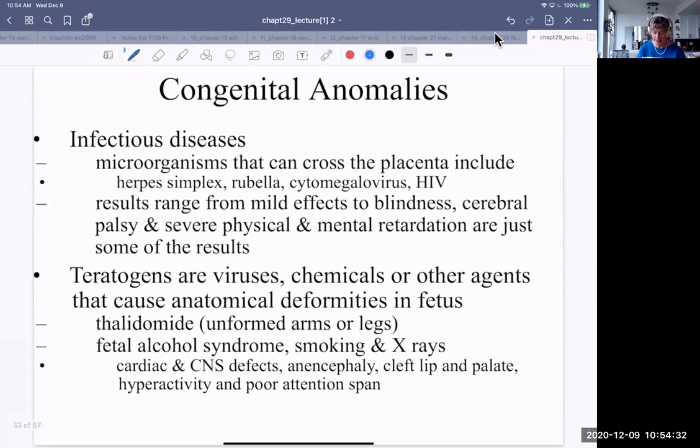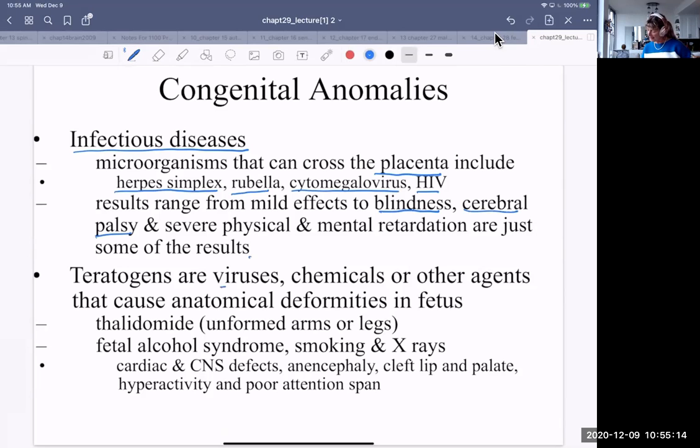Congenital anomalies. These are anomalies that occur at birth, such as infectious diseases. So with infectious diseases, some microorganisms can cross the placenta, and they include herpes simplex, rubella, cytomegalovirus, and HIV. So that can result in different kinds of effects. Could be as severe as blindness, cerebral palsy, physical and mental retardation. Those are some of the results.